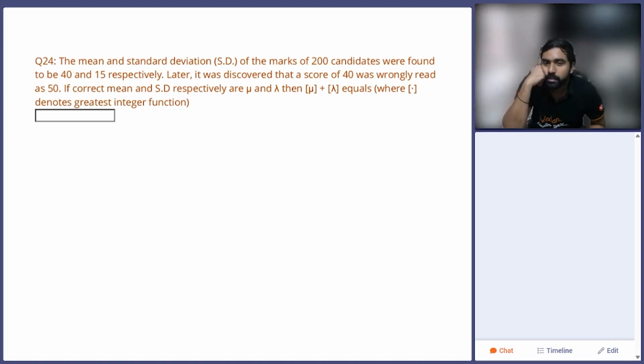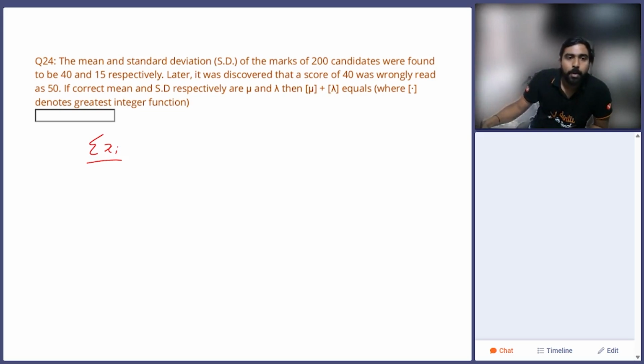But later it was discovered that the score of 40 was wrongly read as 50. The correct mean and correct standard deviation we have to find. Using the wrong mean, I can say summation xi upon 200 is equal to 40. So basically, summation xi comes as 8,000, but this is the wrong value. How will I get the correct one?